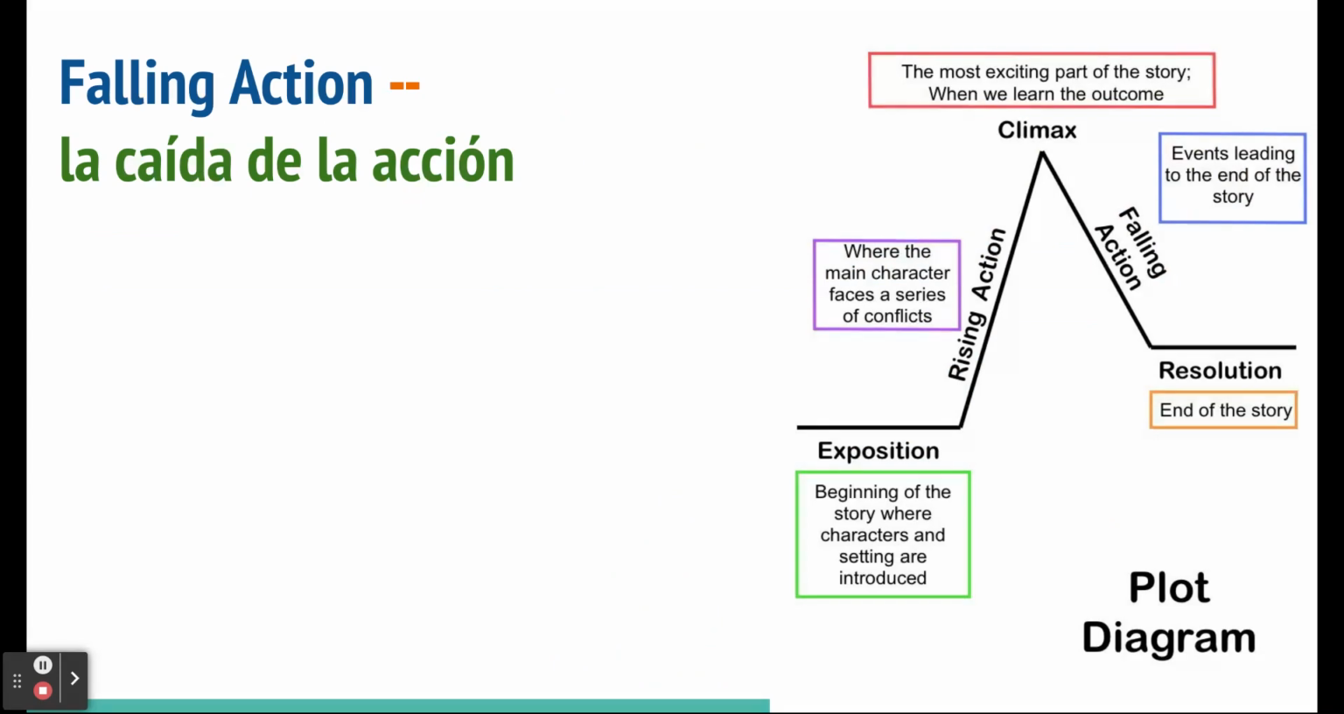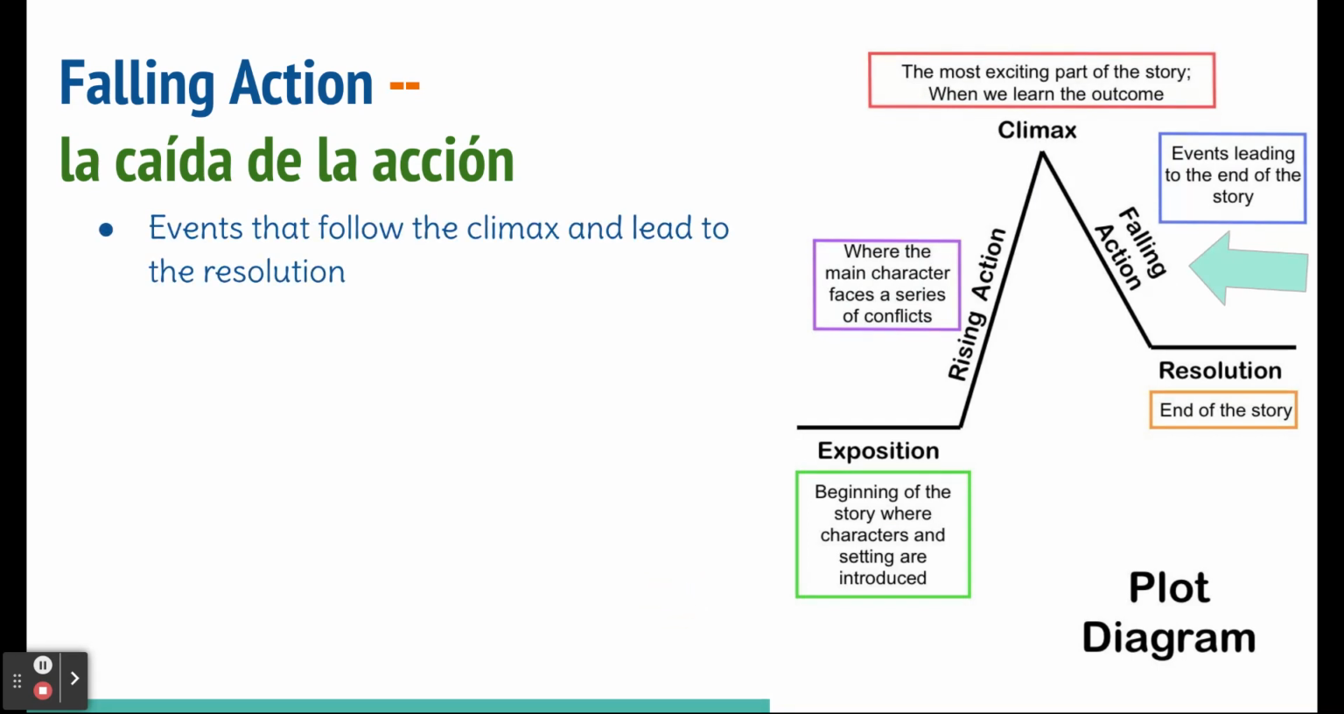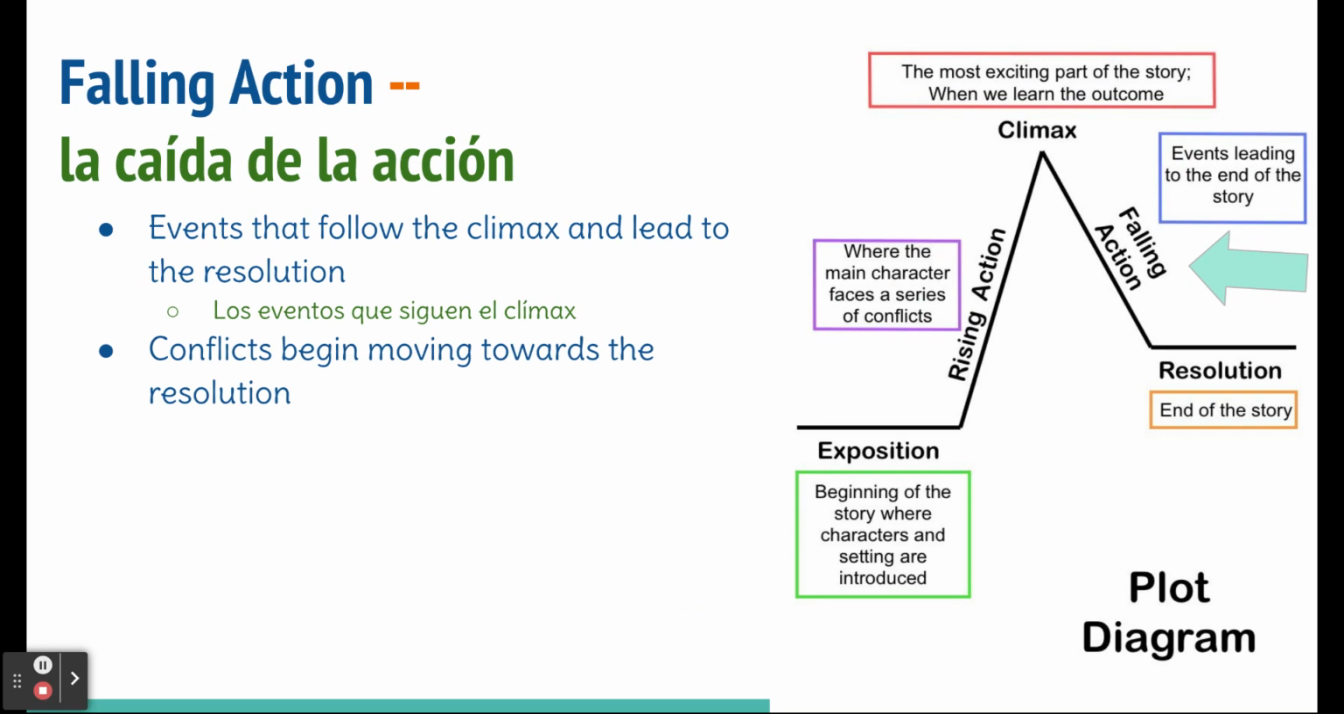After the climax, we go to the falling action. And this is where we are leading up to the end of the story. These are the events that follow the climax and lead to the resolution. And the conflict begins to move towards that resolution. We're starting to see solutions coming for the protagonist.